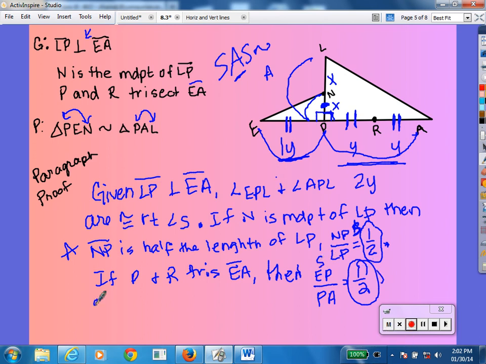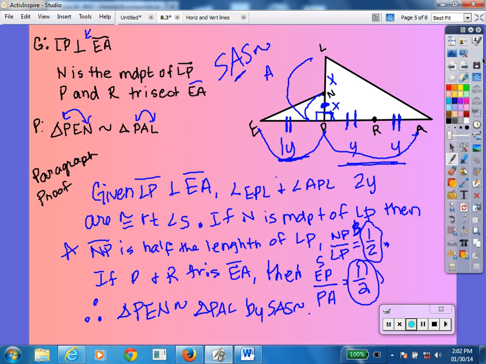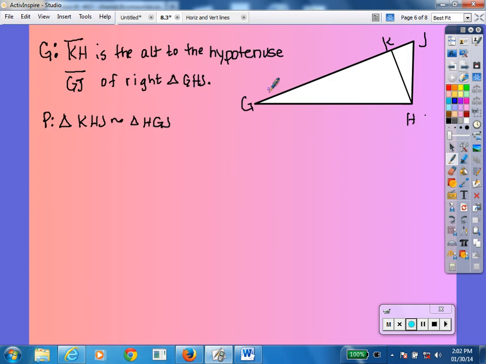So therefore, triangle 10 is similar to triangle POW by side-angle-side similarity. Okay, and we got one more, and then we'll be done.